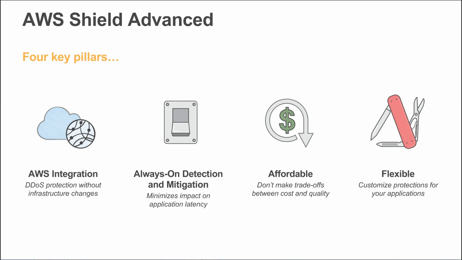Shield Advanced protections are transparent, and all you have to do is simply point and click at the resources that you want to enable protections on. And just like we saw earlier, Shield Advanced has always-on detection and mitigation that gives you quick detection of attacks or suspicious activity, and inline mitigation ensures that we are able to mitigate the attacks very quickly without impact to your applications and without impact to latency for your real users.